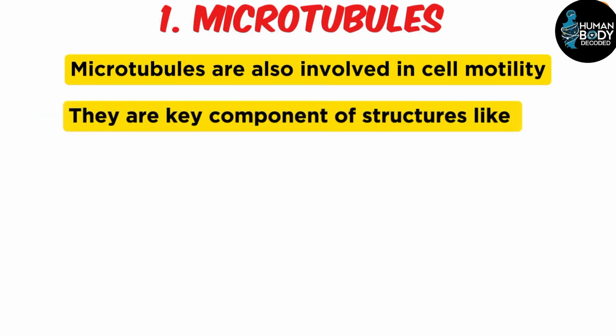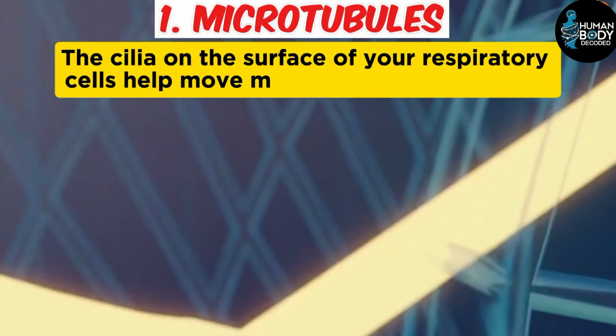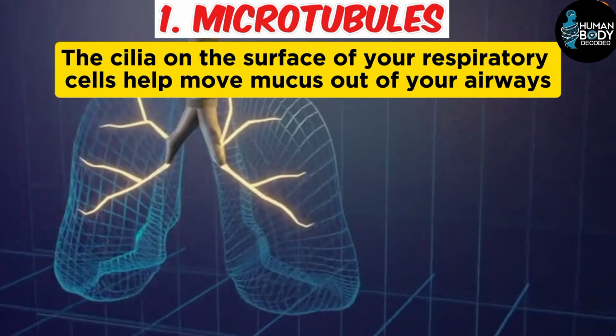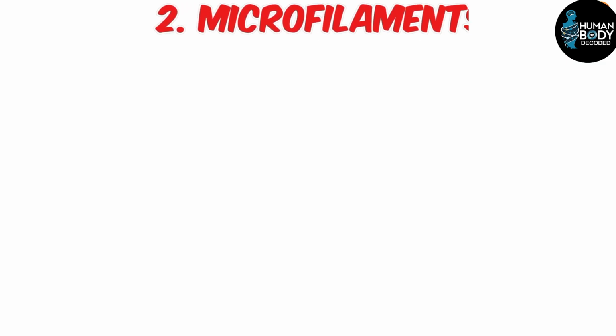In addition to these functions, microtubules are also involved in cell motility. They are a key component of structures like cilia and flagella, which help some cells move through liquid environments. For example, the cilia on the surface of your respiratory cells help move mucus out of your airways. As we've learned about microtubules, let's move on to the next component of the cytoskeleton, microfilaments.